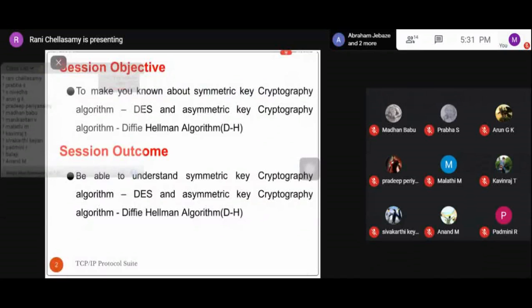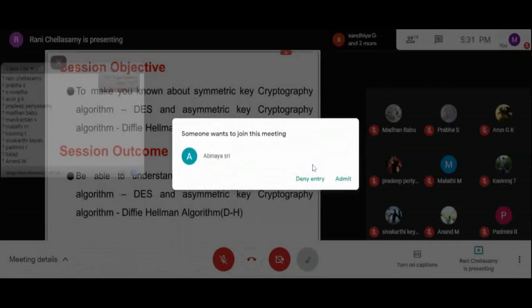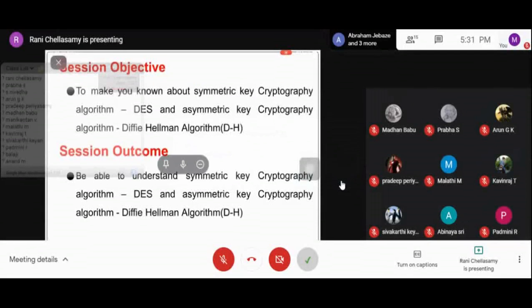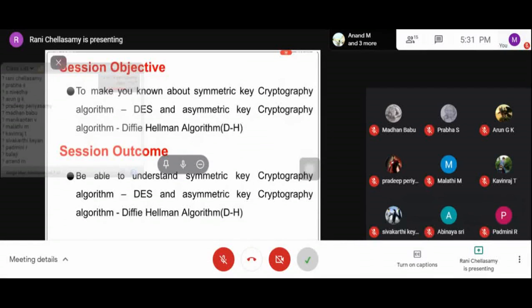So the main objective of today's session is to make you know about the symmetric key cryptography algorithm, that is DES, the Data Encryption Standard algorithm, and the asymmetric key cryptography algorithm, that is the Diffie-Hellman algorithm. In yesterday's session, we saw the asymmetric key cryptography algorithm RSA, Rivest-Shamir-Adleman algorithm. Today we are going to see the asymmetric key algorithm, that is the DH algorithm.